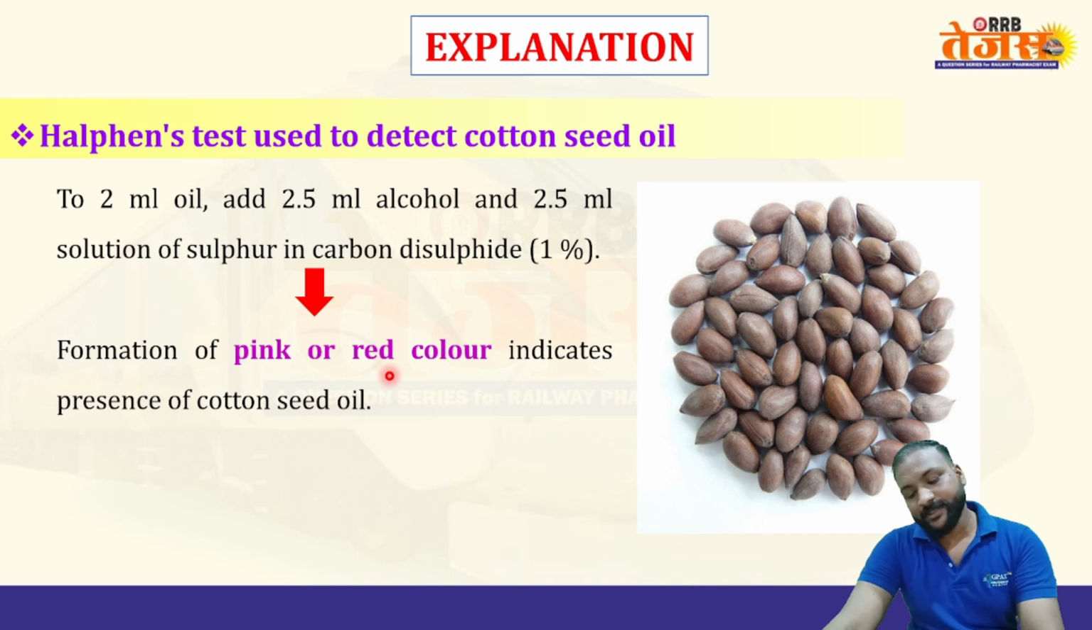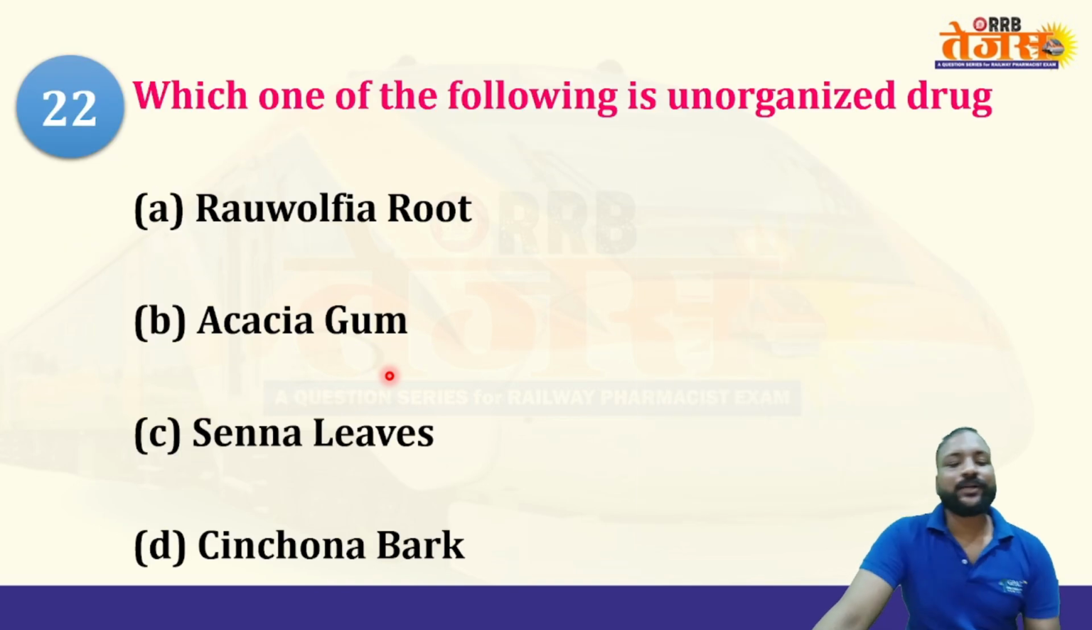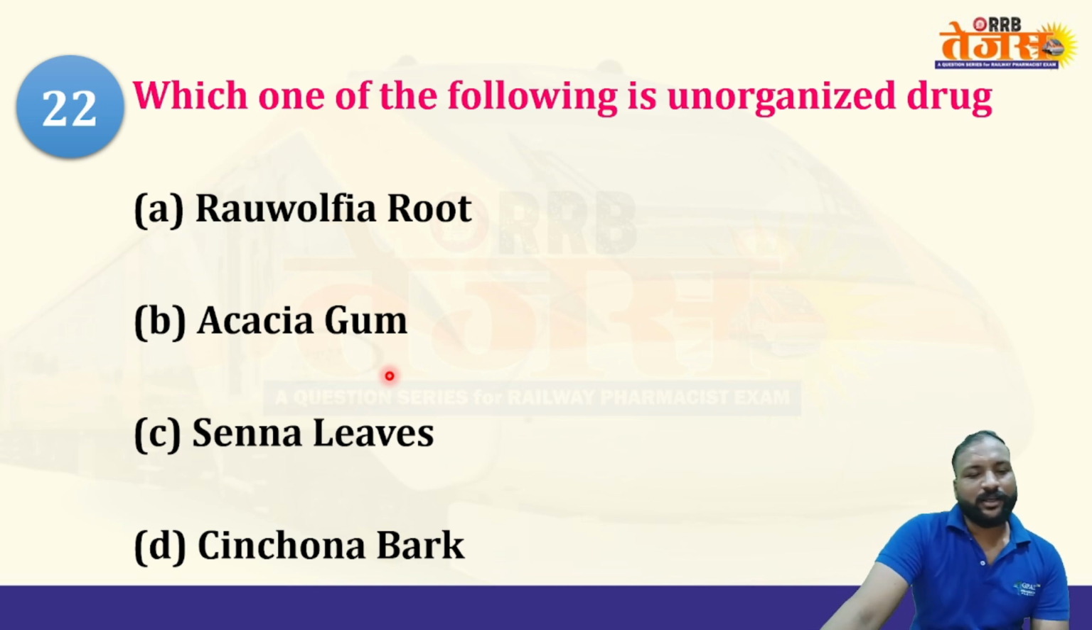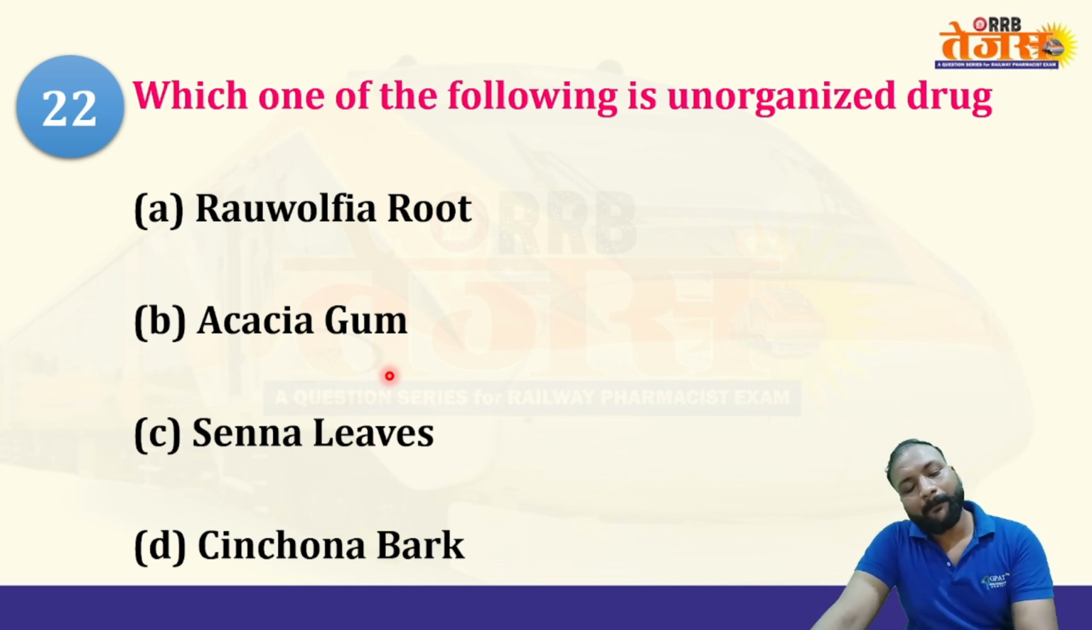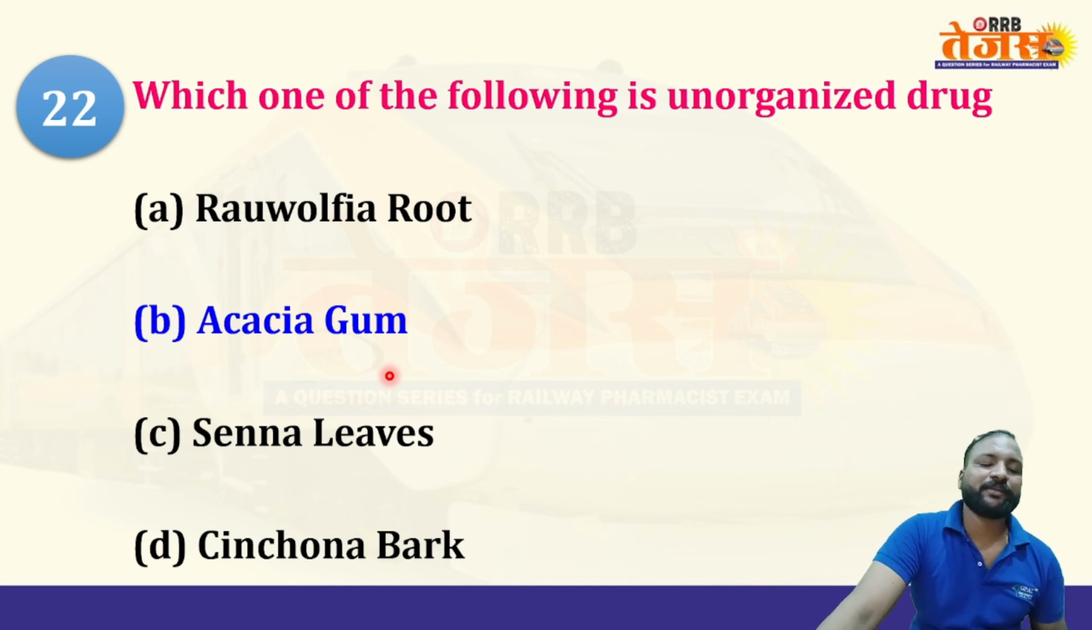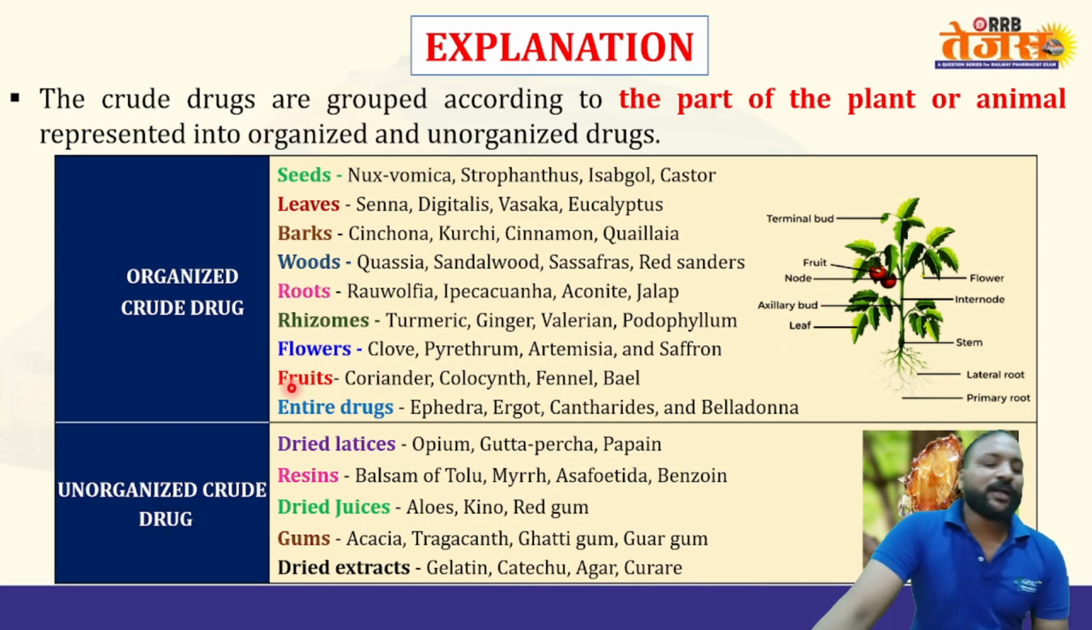Yes, 22nd question. Which of the following is an unorganized drug? Tell me the answer. Rauwolfia root, acacia gum, senna leaf, and cinchona bark. So option B is right here.